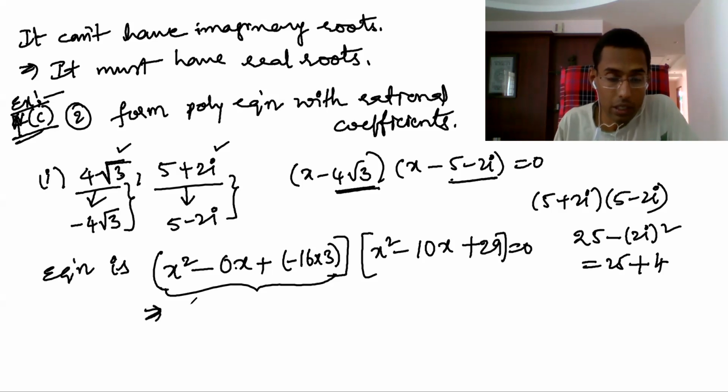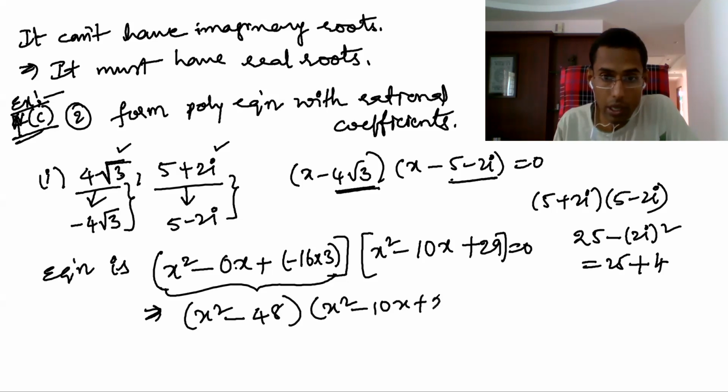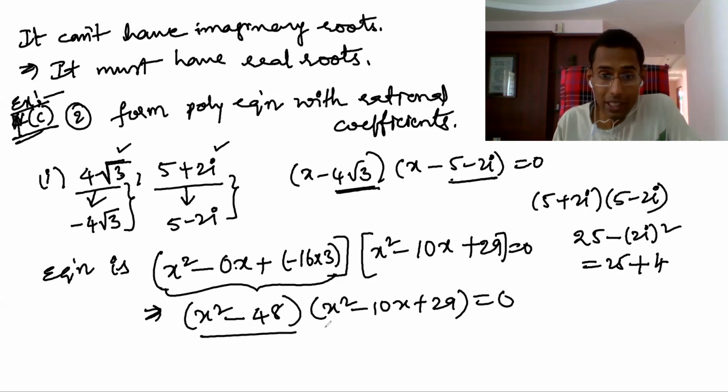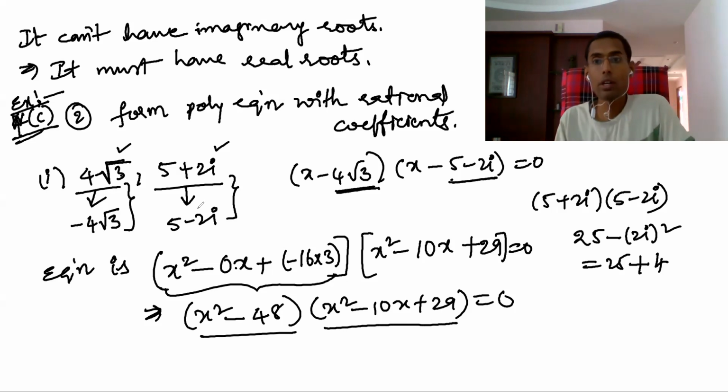So what I get is x square minus 48, since 16 into 3 is 48, multiplied by x square minus 10x plus 29 equal to 0. Now, what are the 4 roots you get for this? X square minus 48 equal to 0 means x equals plus or minus root 48, and root 48 is 4 root 3. Here also you get the other 2 roots the same way. So now I have 2 quadratic equations, one for each pair of roots.